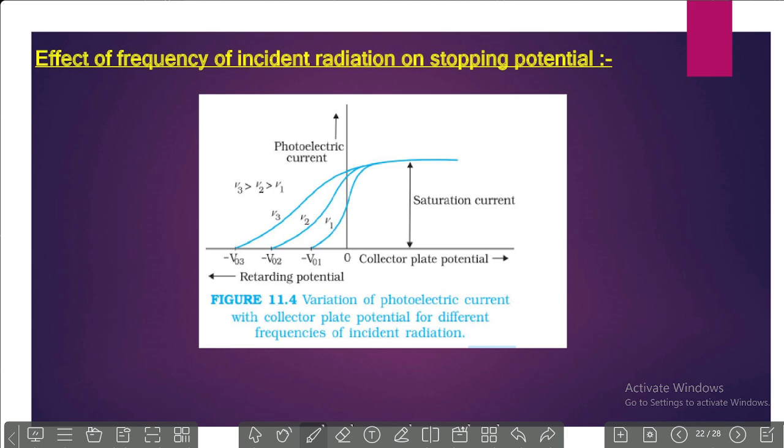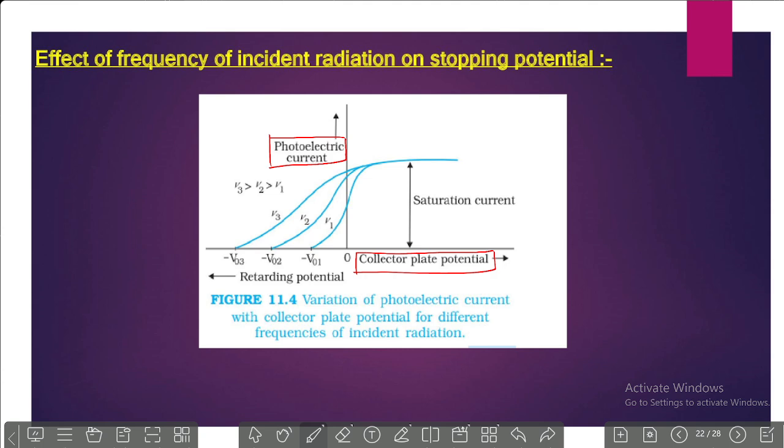All of you listen, we'll study one topic here: the effect of frequency of incident radiation on stopping potential. We'll see how frequency affects stopping potential. On the y-axis we take photocurrent, and on the x-axis the collector plate potential. The positive x-axis is positive potential, and the negative x-axis is negative potential, that is, retarding potential.